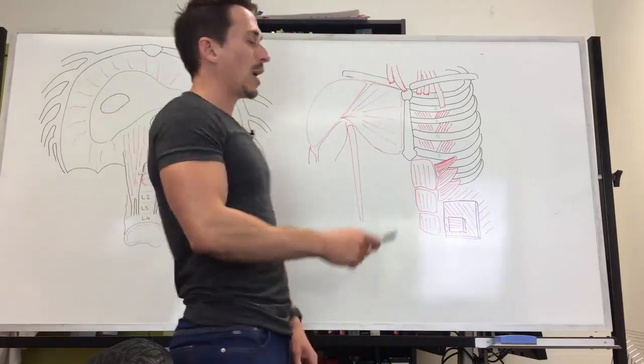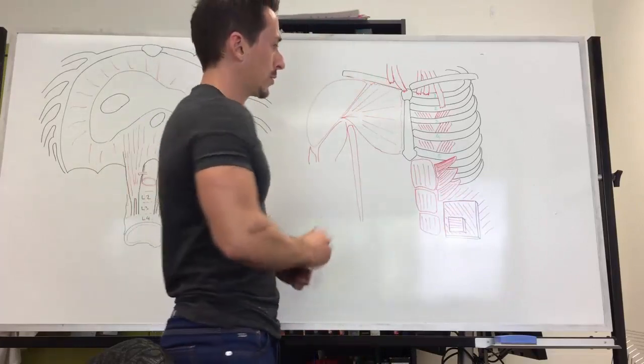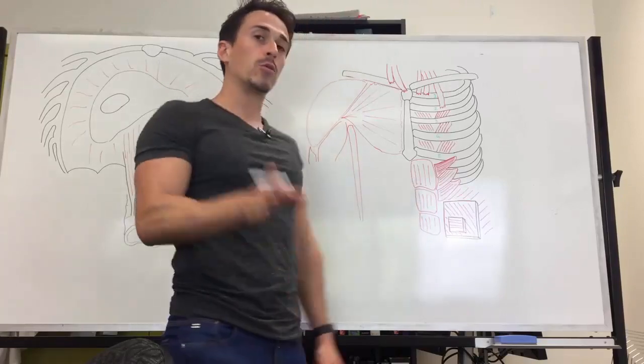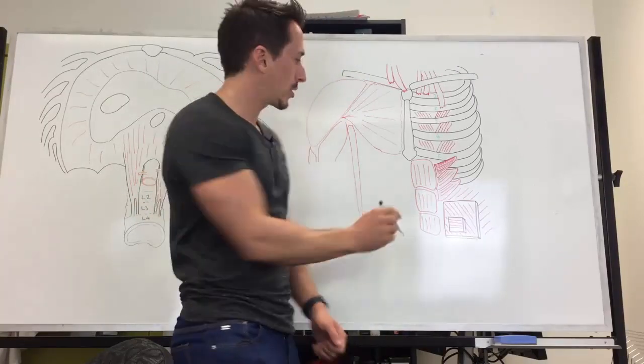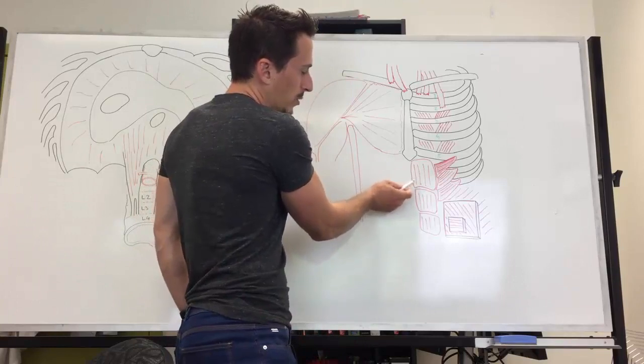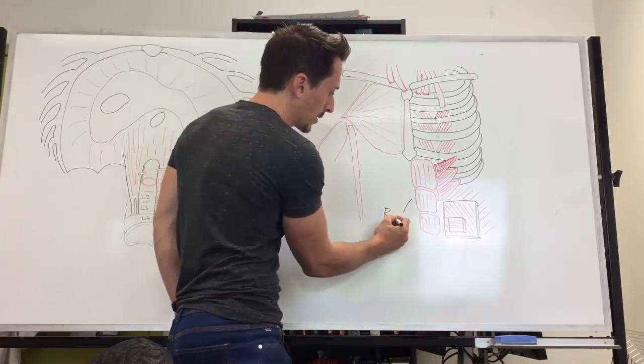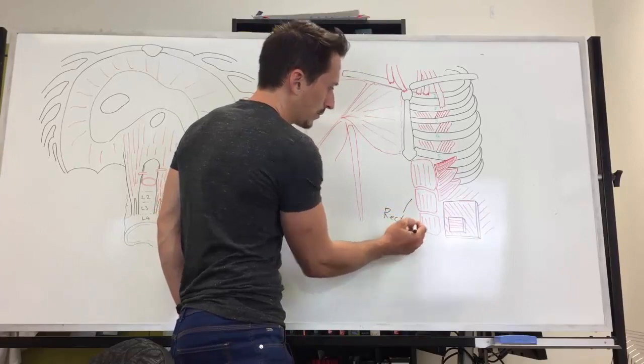First of which, you have the rectus abdominal muscles. So here are the rectus abdominals. Now, rectus means straight, and you can see that these abdominal muscles are straight up and down. So these are the rectus abdominal muscles.